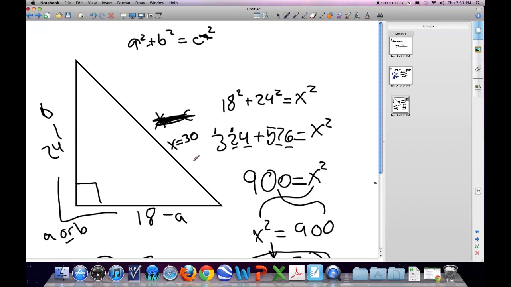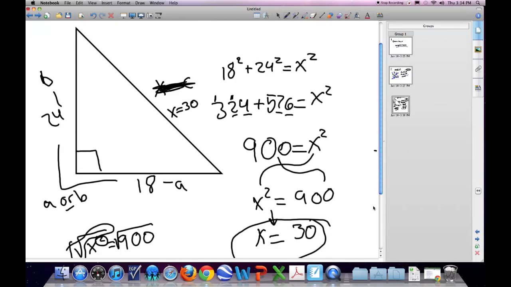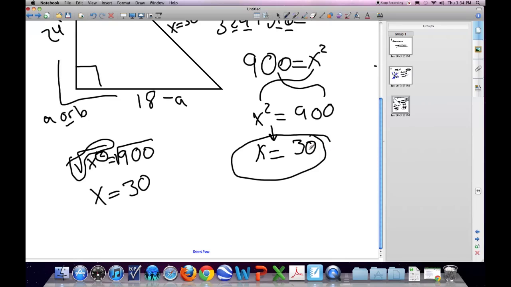Okay, there you have it. This side is 18, this side is 24, and 30. And this checks out. So now, this turned out to be a very nice number, 900. And it had a very nice root, 30. These are all very nice numbers. So let's try one that is not so nice, very mean.